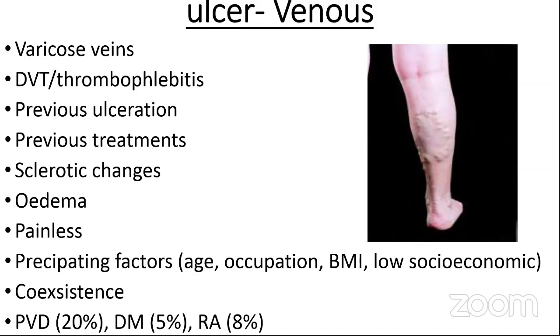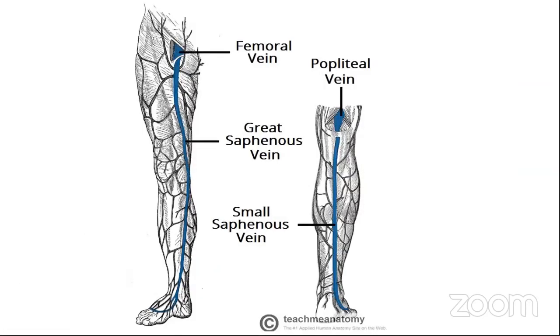It can be due to, like I said, occupation. When people stand longer, like teachers and postmen, the veins can become affected, or it can be due to congenital abnormalities. Usually along with this venous ulcer, peripheral vascular disease can exist, along with diabetes and rheumatoid arthritis. Now, briefly, when do you call it chronic venous insufficiency? Usually an ulcer is called chronic when it is present for more than 6 months.